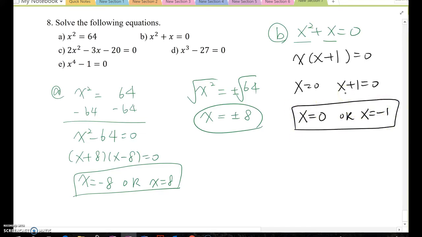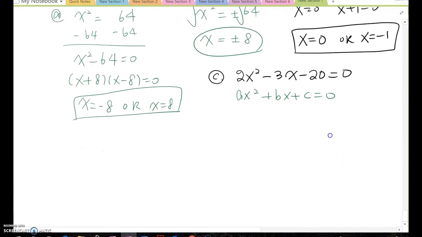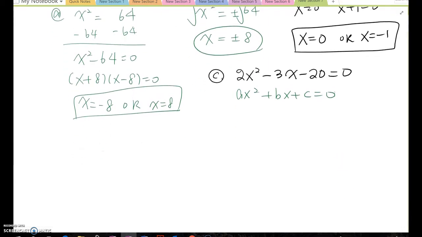Now, C is 2x squared minus 3x minus 20 equal to 0. Okay, as you see, this one has the form ax squared plus bx plus c equal to 0, right? So you have two different choices. You can try factoring first, which I highly recommend, or you can use the quadratic formula. Okay, so let's try factoring first.